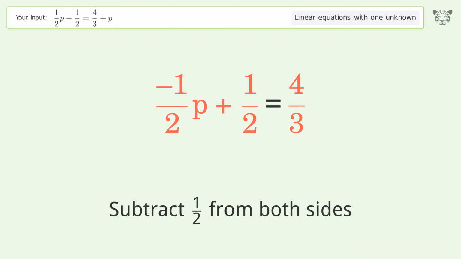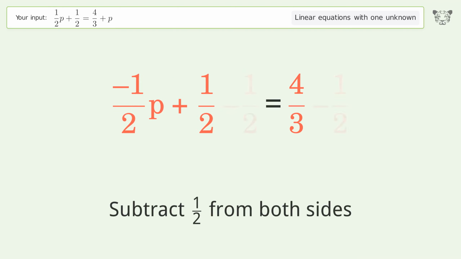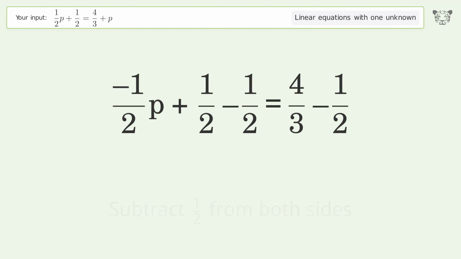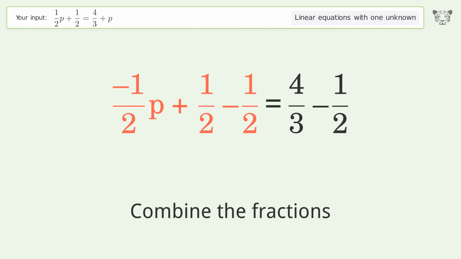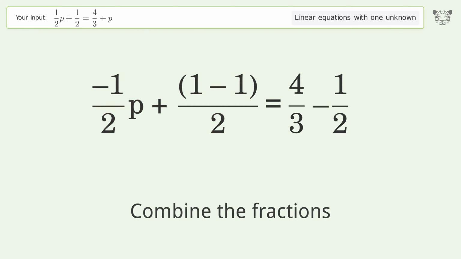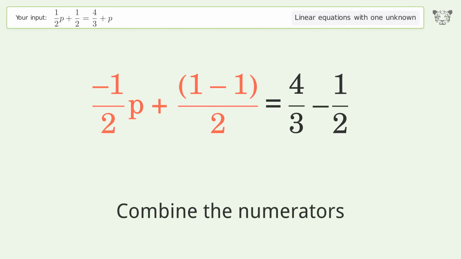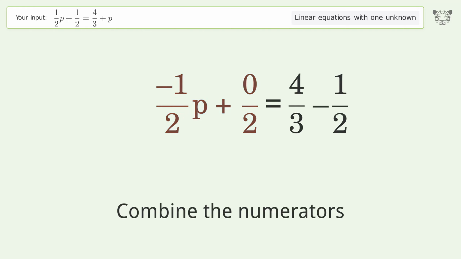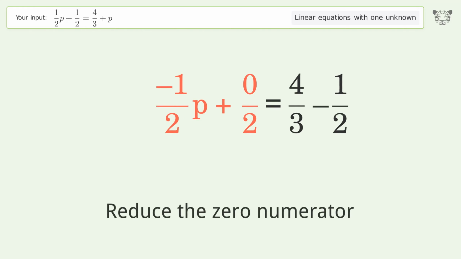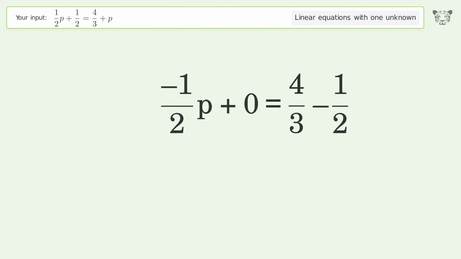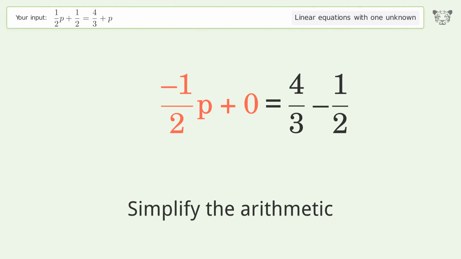Subtract 1/2 from both sides. Combine the fractions. Combine the numerators. Reduce the zero numerator. Simplify the arithmetic.